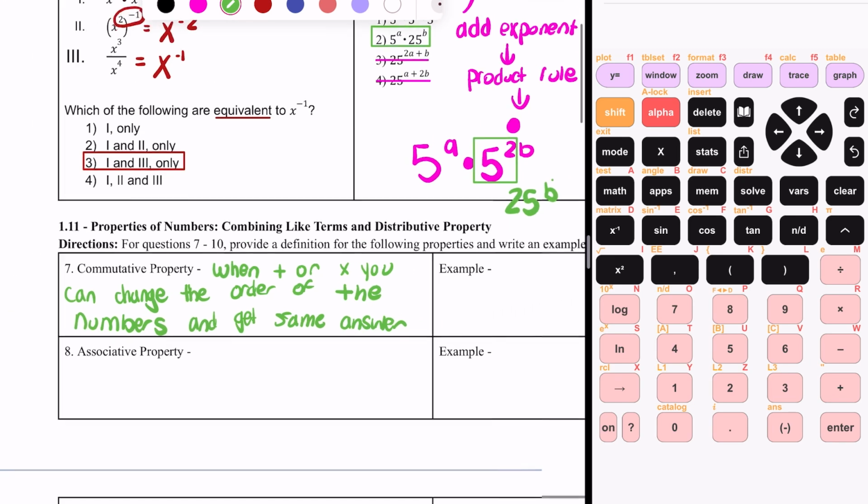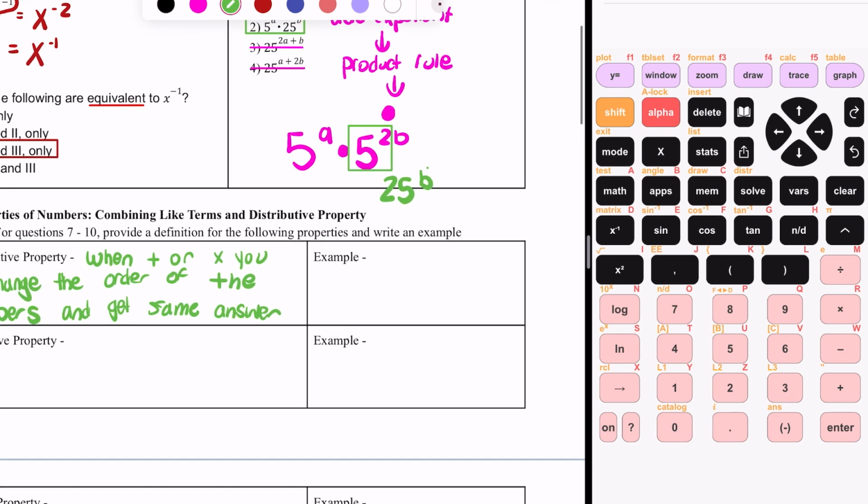So for example, if you were doing 1 plus 3, that would get you the same answer as if you were doing 3 plus 1. Or if you were taking some number A and multiplying it by some number B, your answer would be the same as if you were doing B times A.